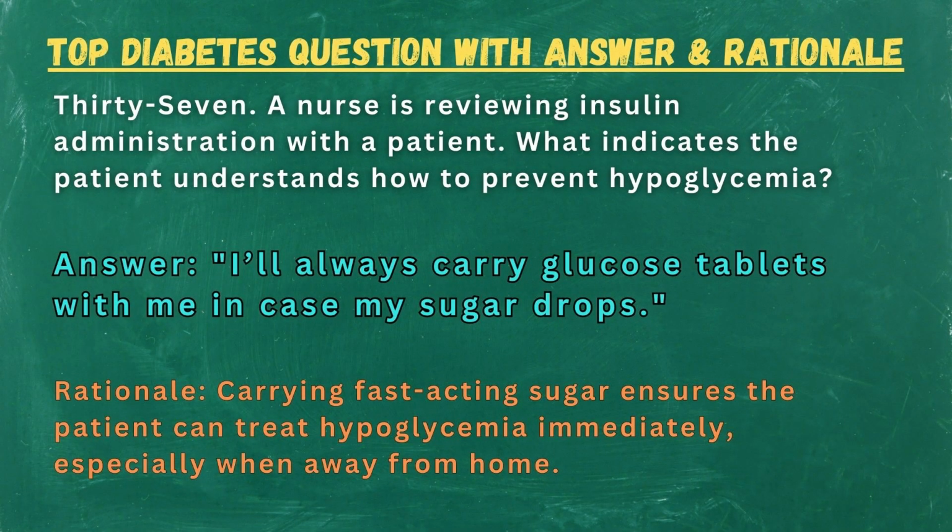37. A nurse is reviewing insulin administration with a patient. What indicates the patient understands how to prevent hypoglycemia? Answer: I'll always carry glucose tablets with me in case my sugar drops. Rationale: carrying fast-acting sugar ensures the patient can treat hypoglycemia immediately, especially when away from home.